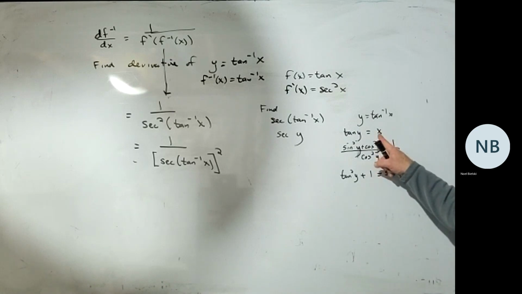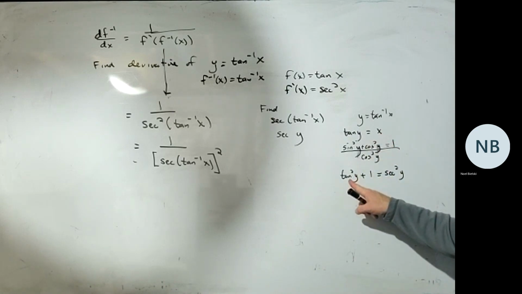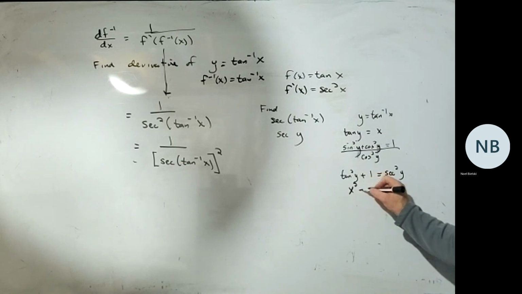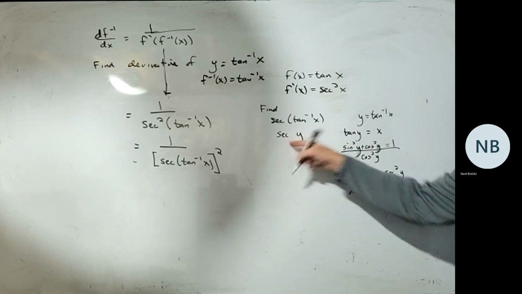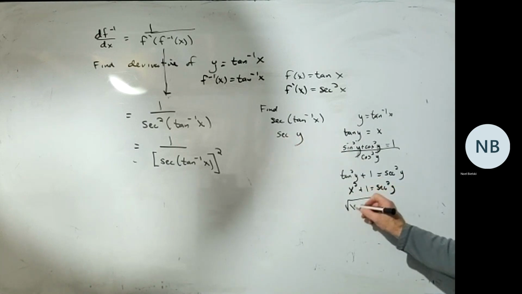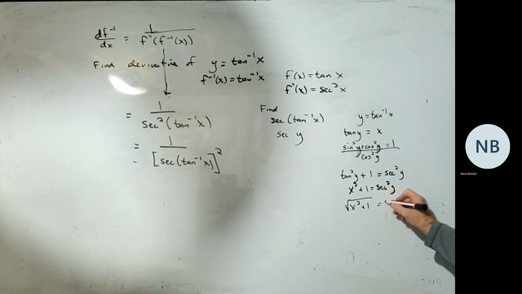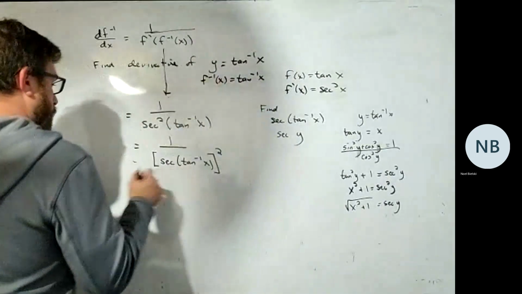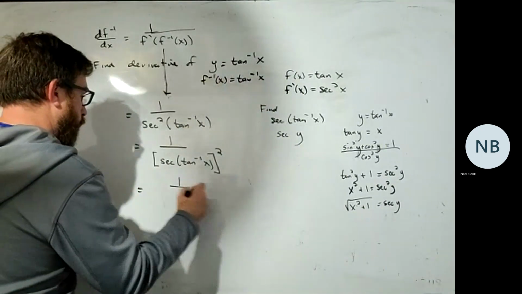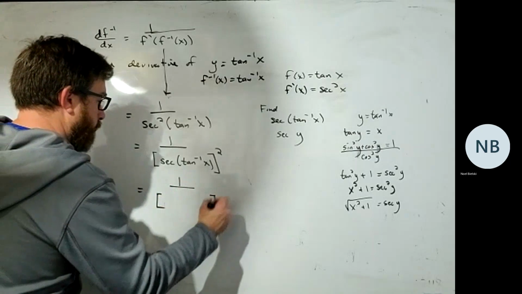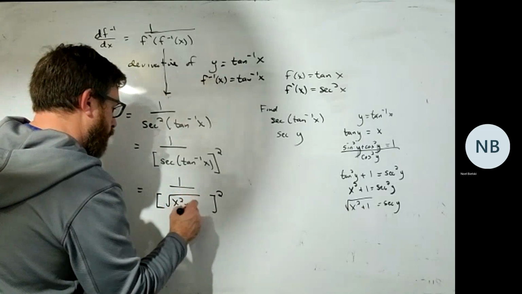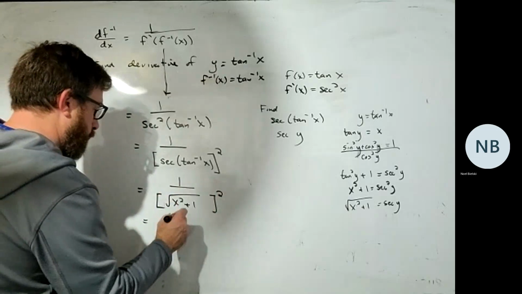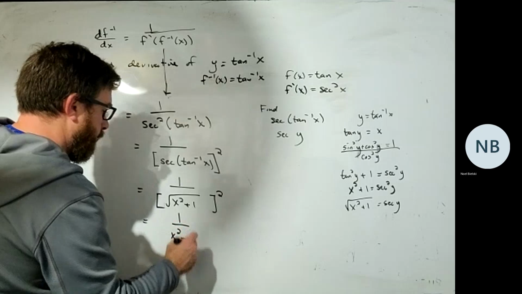And what I know is the tangent of y is equal to x. So stuffing x into the spot, we have x squared plus 1 is equal to the secant squared of y. So solving for the secant, which is what I'm trying to find, it's going to be the square root of that expression. So this goes into here, and this is equal to 1 over this thing squared, so the square root of x squared plus 1, and the square will get rid of the radical, so this is 1 over x squared plus 1.